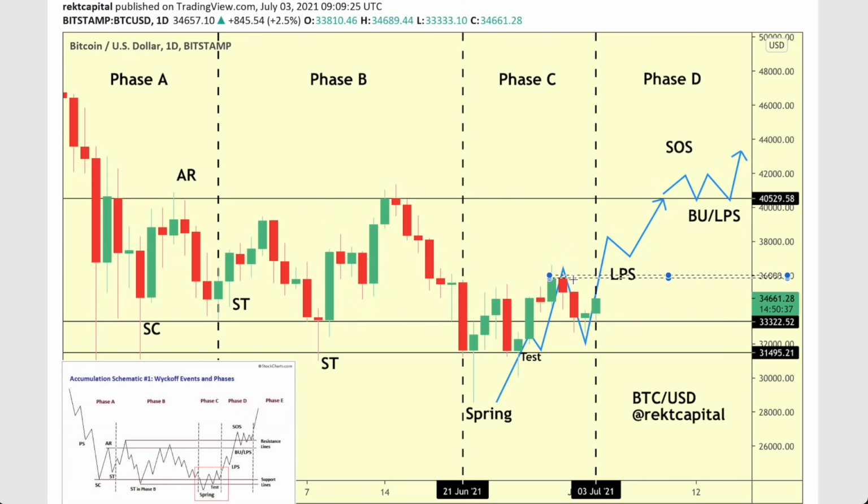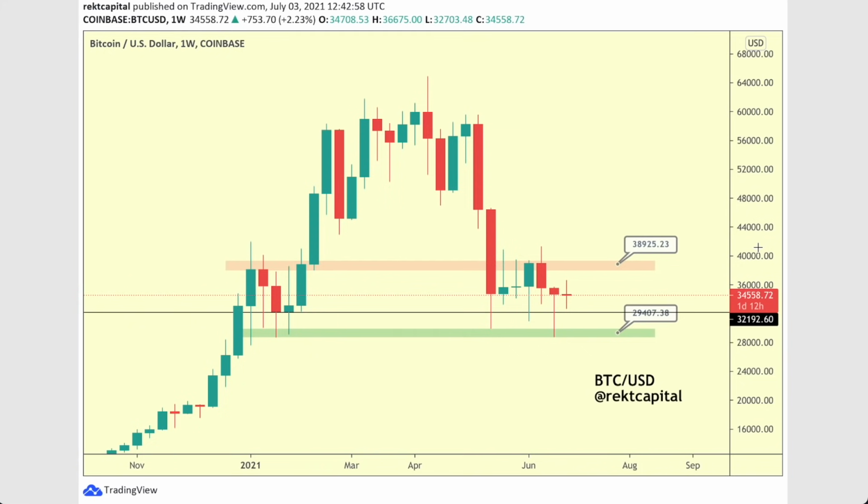So the next point of potential failure or success in terms of the accumulation schematic over here is 36,000. Break past it and we will see this accumulation schematic continue to play out as per over here, effectively higher low into last point of supply. So 36,000 and so on, as I mentioned earlier on in the video. So at the moment, this is the daily time frame on the accumulation schematic, and this is the weekly time frame on the accumulation schematic.